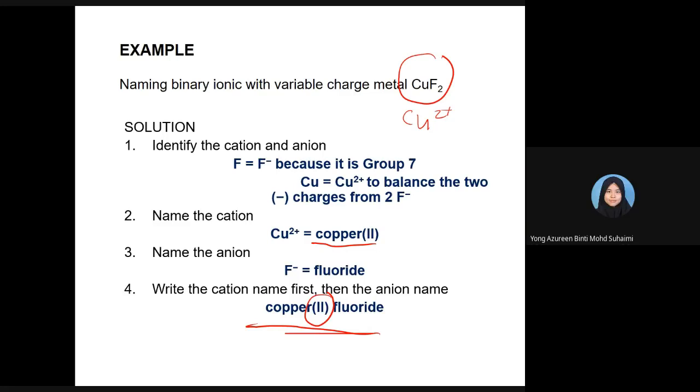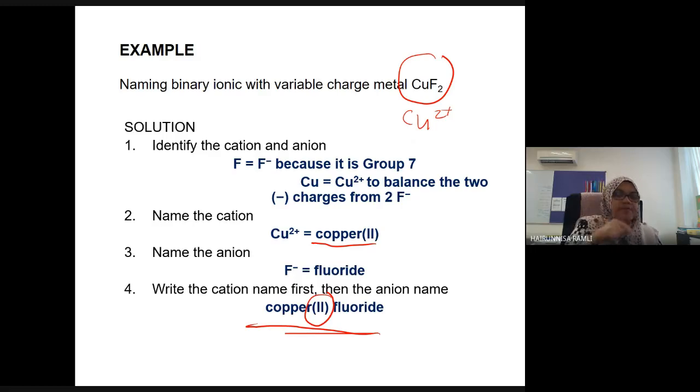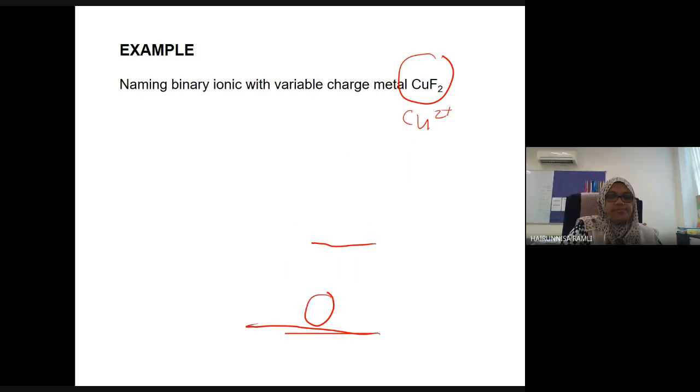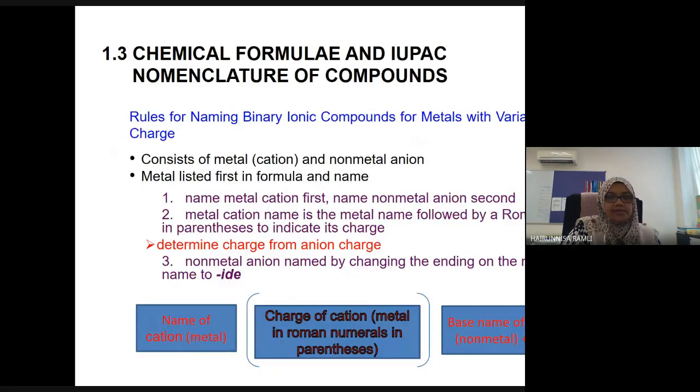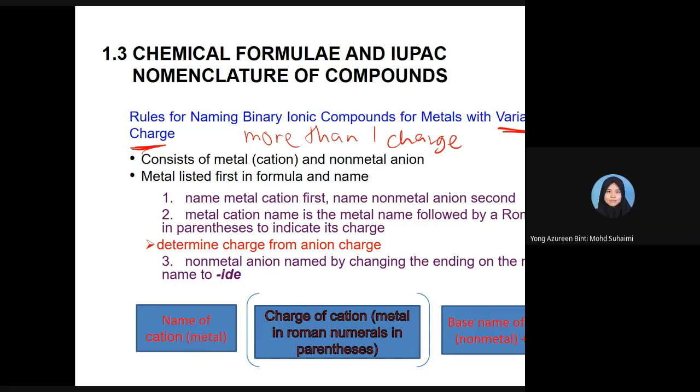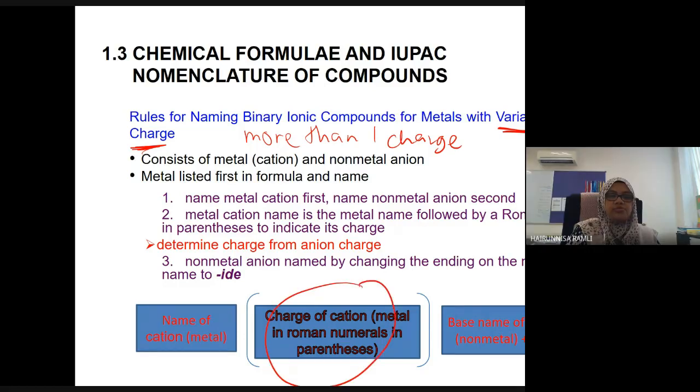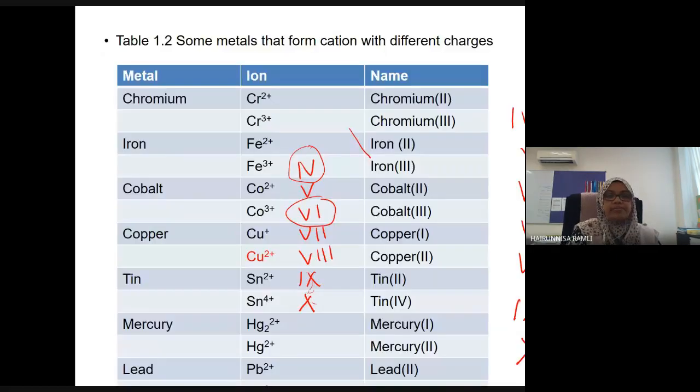Yes, I got a question. Yeah, sorry? I got a question. Do we have to put Roman number for all metal or specific? As I said previously, this one is for variable charge only. Ni rules yang kedua. Variable charge. Metal with more than one charge. Yang tadi lah saya sebut. Kalau if you have specific one charge only, you don't need to put this one. This is rules for more than one charge according to this table.